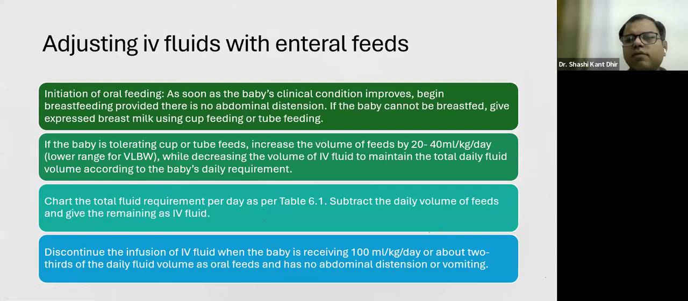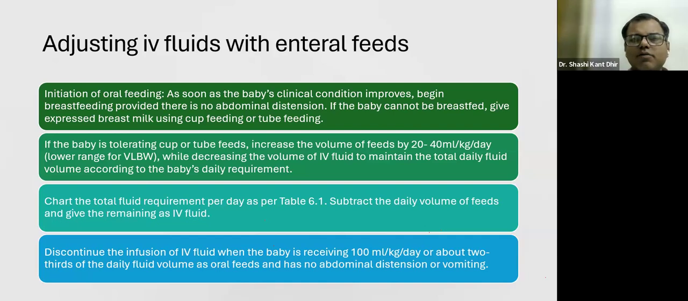So how to adjust the IV fluids with enteral feed? As soon as possible, start the enteral feed. Right? This is very important. So minimal enteral nutrition has to be provided as soon as the baby is stable. So we have to increase the feeds also. If there is no distension, and if the baby is not able to take breastfeed directly, then we should give EBM using the cup or the paladai.